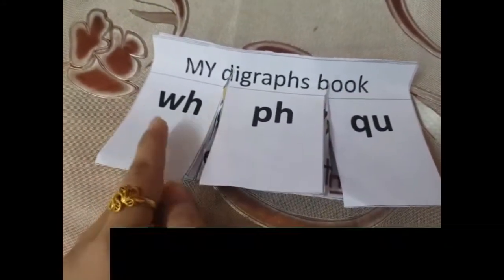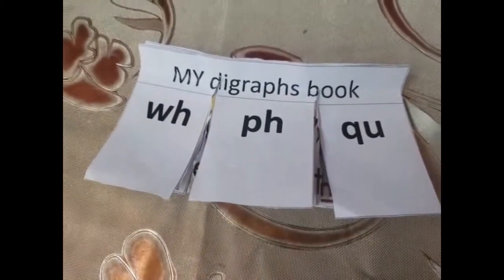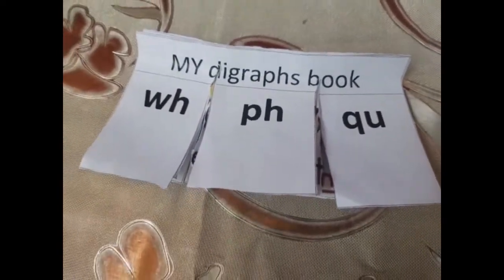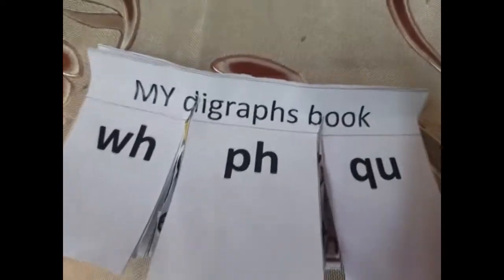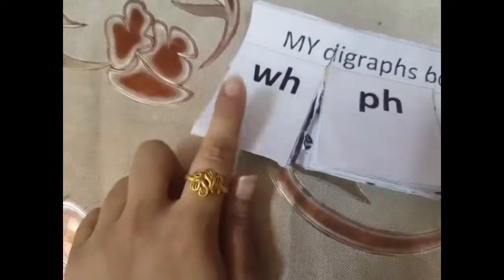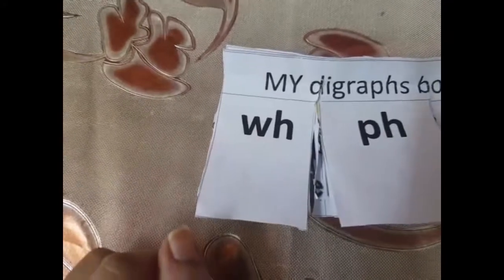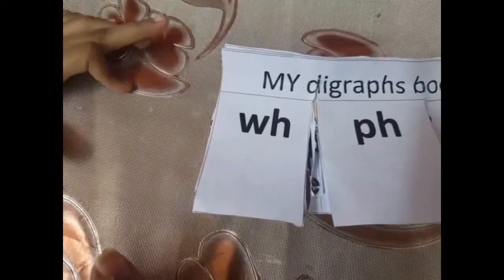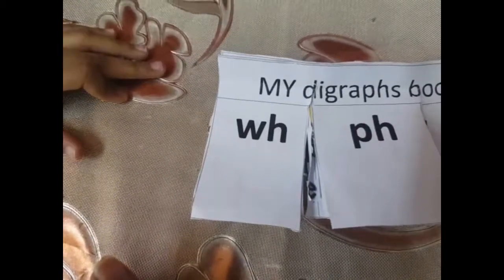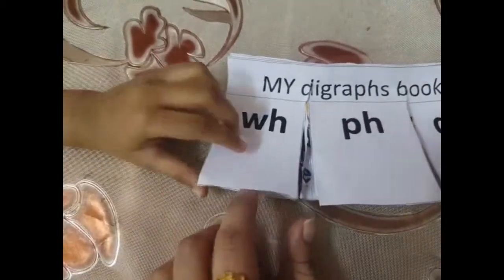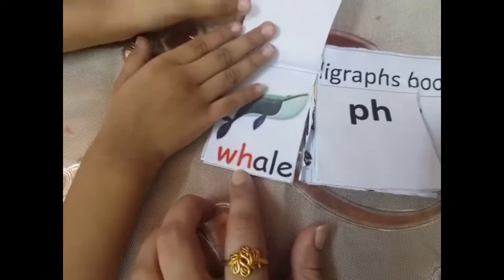Let's start with the WH sound. What is the sound of W? W. And the sound of H? H. But here WH makes the sound W. The sound of WH is W. Very good. It makes one sound as W. Say, what is the sound of WH? W. Very good.